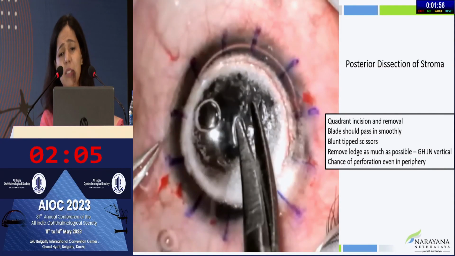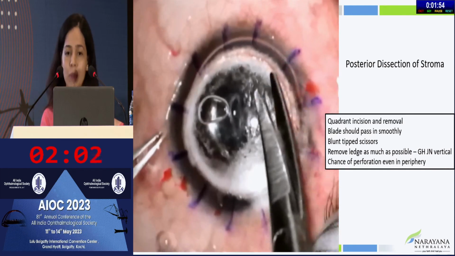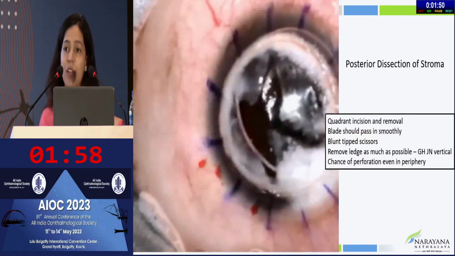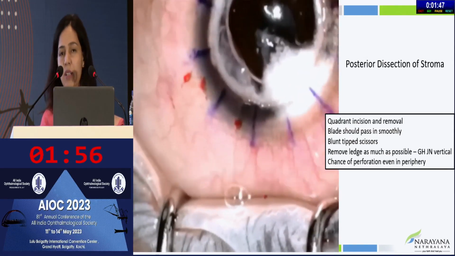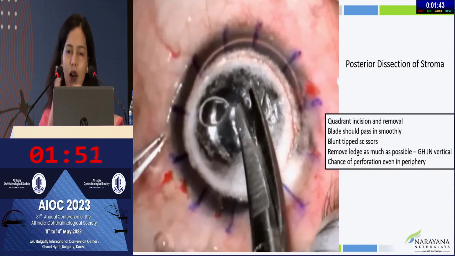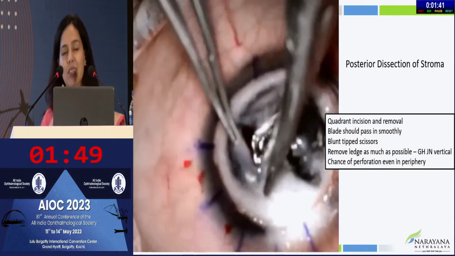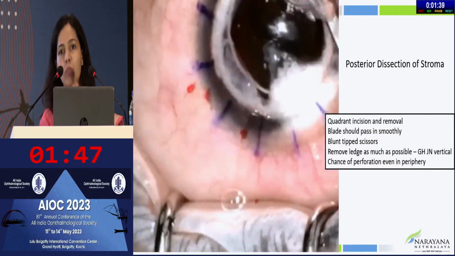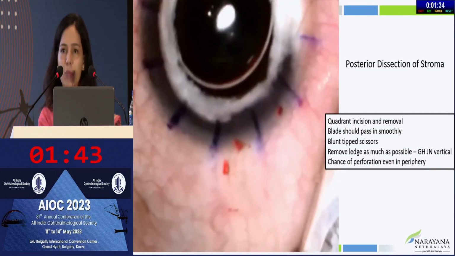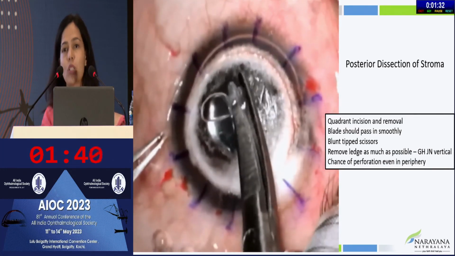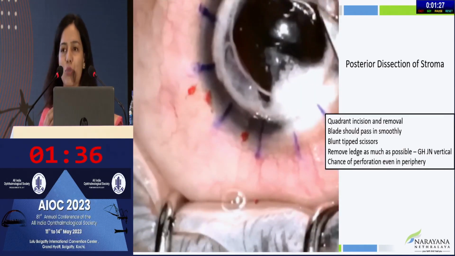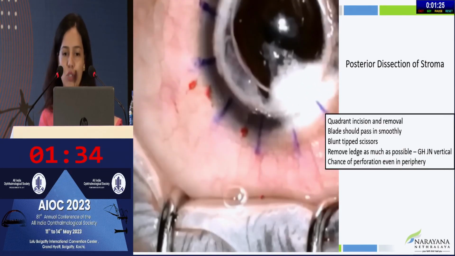The last thing is the posterior dissection of the stroma. Of course, we do a quadrant incision and removal. Very importantly, here the blunt tip scissors are extremely useful. What you have to see is that after you've made the Brave slash, your scissors should pass smoothly into the plane which is created between the posterior stroma and the DM or predescemetic layer. If it is not going in smoothly, it means you're not in the right plane, and this can happen if your incision is too small or there's a lot of superficial stromal emphysema.